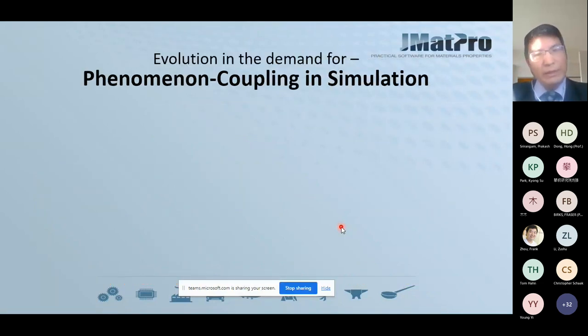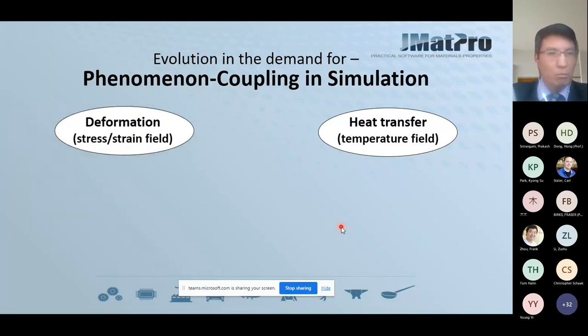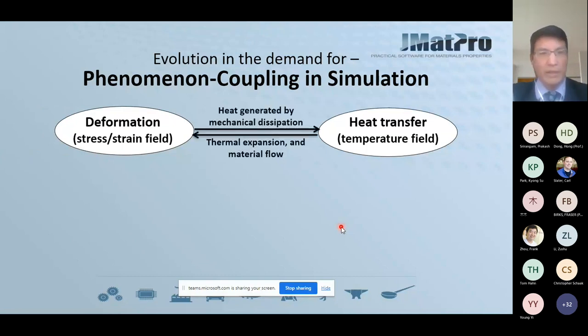So there's an evolution in the demand for phenomenon coupling in the simulation. By phenomenon coupling, I mean, in the early days, if you could deal with a phenomenon like heat transfer, that is a temperature field, that would be great. Because in the early days, the computation power was not that great. But with the advancement in computation power, gradually people can build in more stuff, or say consider more phenomena in the simulation, like deformation or stress strain field.